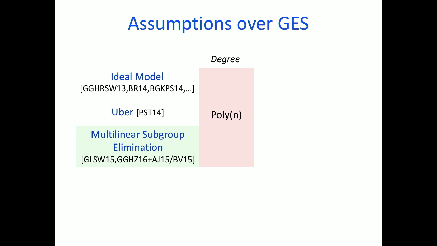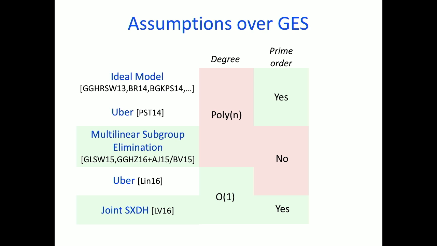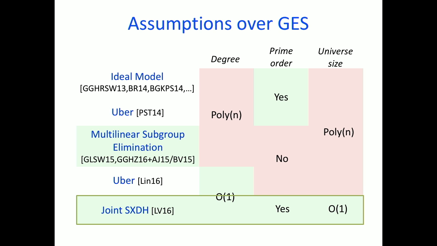And all these assumptions are postulated over polynomial degree graded encodings. The two new works depend on only constant degree graded encodings. Furthermore, the second work, which we're talking about now, has a concrete, simple assumption. In terms of other parameters, the second work also only relies on prime order graded encodings as opposed to composite order, and has a constant universe size, in the sense that there are only a constant number of labels that we need to operate on. So in short, the new work is the only work that has all three nice features.